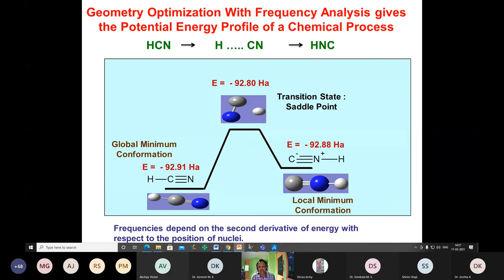I just show three geometries in between this chemical reaction. The first geometry is the HNC geometry, or your reactant state geometry, right? In between, a higher energy geometry is your transition state geometry. And finally, you have a product state HCN geometry, a stable geometry. So we are now following the path of a chemical reaction using a computational chemistry calculation, right?